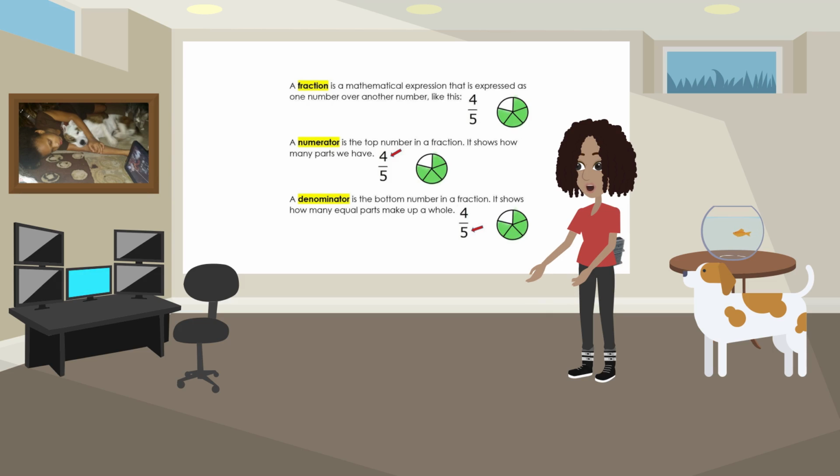Today we're going to compare fractions with common numerators. But before we do that, there are a few important math terms I want to remind you about. A fraction is a mathematical expression that is expressed as one number over another number, like this: 4/5.